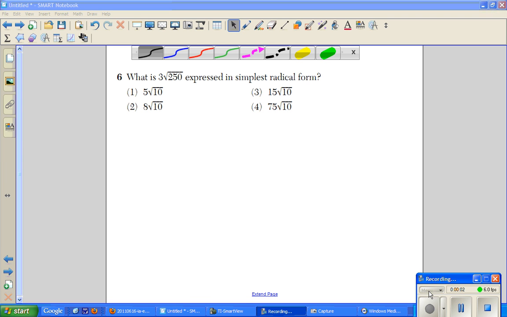What is 3 times the square root of 250 expressed in simplest radical form? We need to break down the square root of 250. We need to start by writing a list of perfect squares.